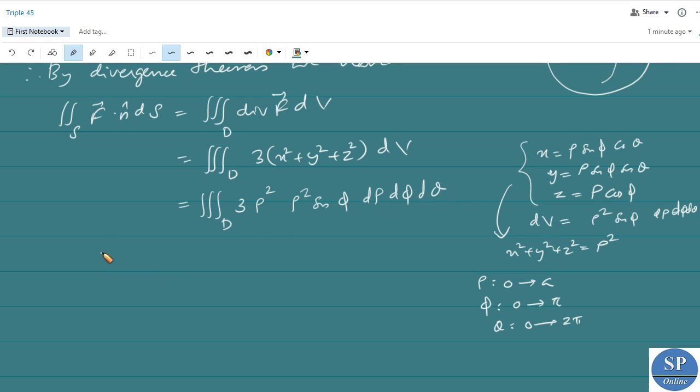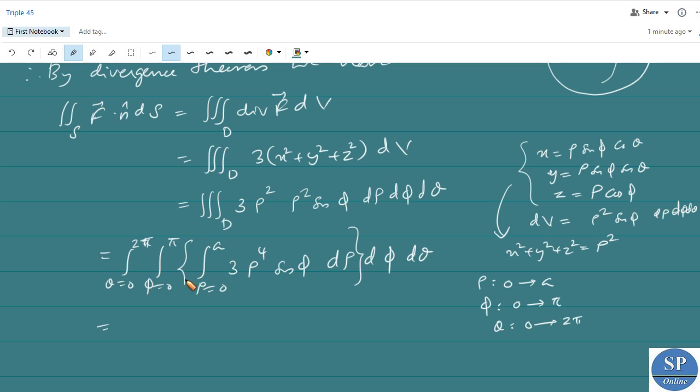So now we have to apply the variations of rho, phi and theta. So theta varies from 0 to 2 pi, phi varies from 0 to pi, and rho varies from 0 to a. 3 into rho power 4 sine phi d rho d phi d theta. Clear? So this is equal to, first of all we can integrate with respect to rho, because this inner integral is with respect to rho.